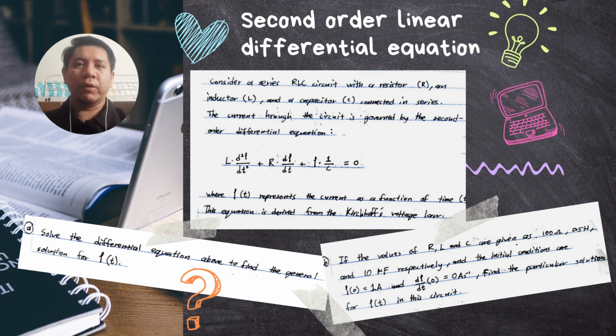Question B: if the values of R, L and C are given as 100 ohm, 0.5 H and 10 microfarad respectively, and the initial conditions are function I(0) equals 1 A and dI/dt at 0 equals 0 A per second, find the particular solution for function I(t) in this circuit.